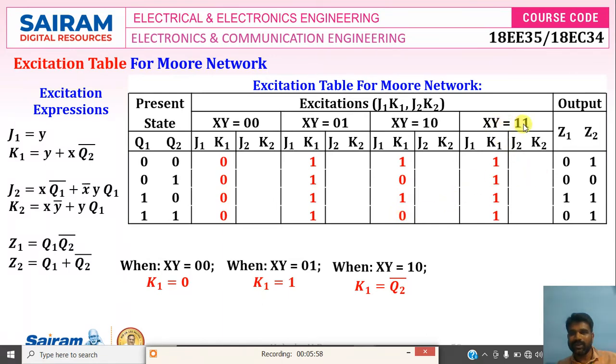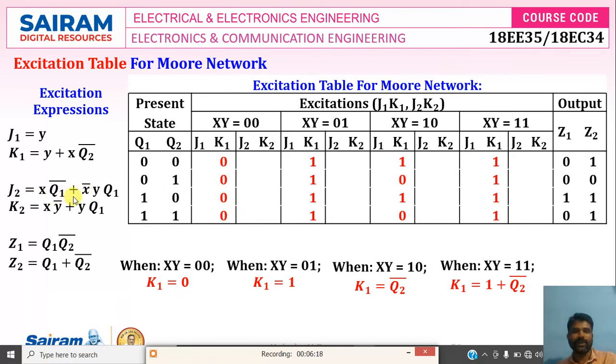Similarly, by substituting this, okay, it becomes 1 plus Q2 bar. That means it is always 1 because one term is 1. Na? So it is always 1. Okay. Similarly, J1 expression, sorry, J2 expression.